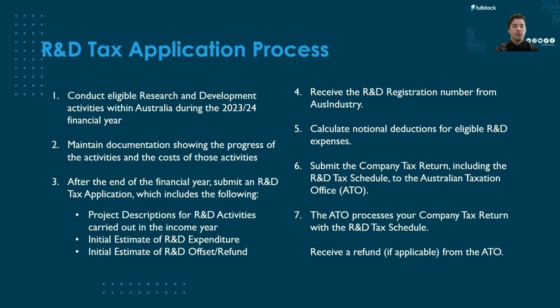At the end of the financial year, you submit an R&D tax application. This includes a project description, an initial estimate of what you spent on R&D, and therefore an initial estimate of your refund. Once your activities are registered, you receive a registration number from AusIndustry. You then have to calculate the actual notional deductions for your R&D spend, and those notional deductions are submitted in your R&D tax schedule with your company tax return with the registration number attached. After that's submitted, the company tax return is processed by the ATO like any other company tax return, and the refund, if applicable, is processed with it.